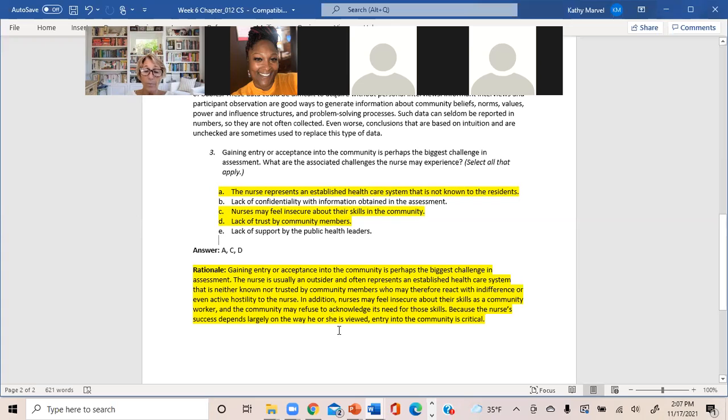Okay, the nurse is usually the outsider and often represents an established healthcare system that is neither known nor trusted by community members, who therefore may react hostile and not be sure what she's doing there, kind of mind your own business. In addition, nurses may feel insecure about their skills as a community worker. If you're a new community nurse, it takes a while to get on board. If you're new, any kind of nurse, it takes a while to get on board, right? You have to try and establish competence and trust on the front end, right? The community may refuse to acknowledge the needs after an assessment is done, right? Because the nurse's success depends largely on the way he or she is viewed, entry into the community is critical. Okay, so trust, acceptance.